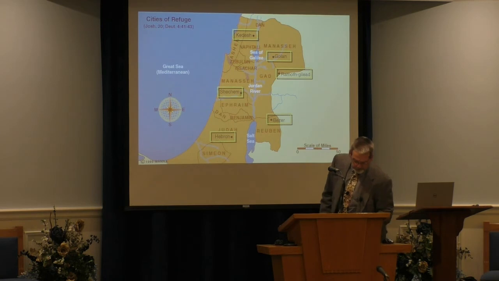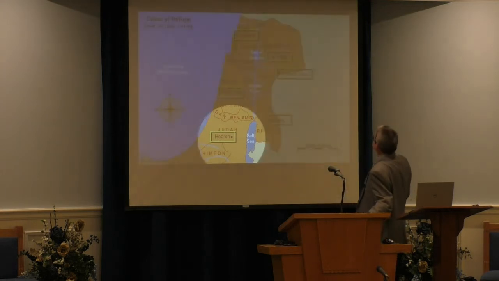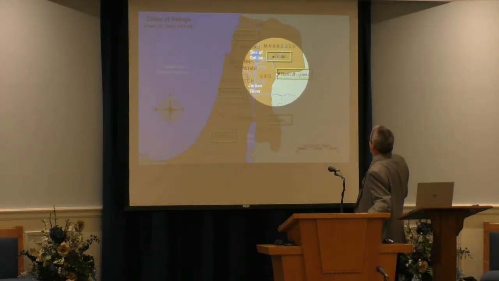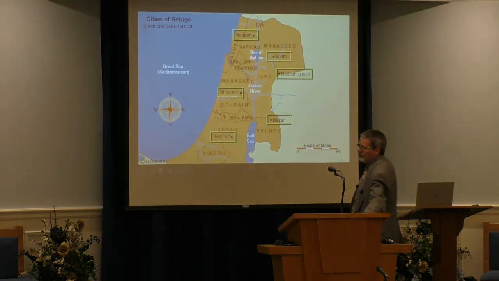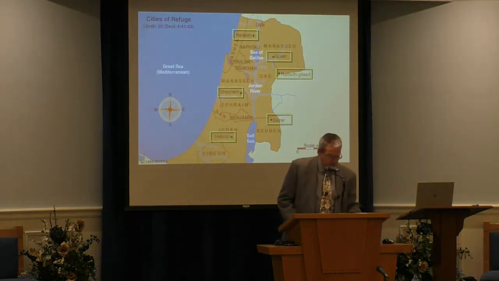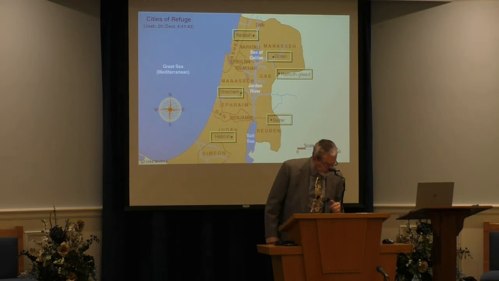So on the next side, verses 8 and 9 are the ones on the east side. We have Bezer, Ramoth in Gilead, and Golan. Golan was up here in Manasseh. And Ramoth Gilead is right here in the northern part of Gad, and then Bezer down here in Reuben. And those are your six cities of refuge. Now I'm going to leave that because I want to get into the cities of the Levites.